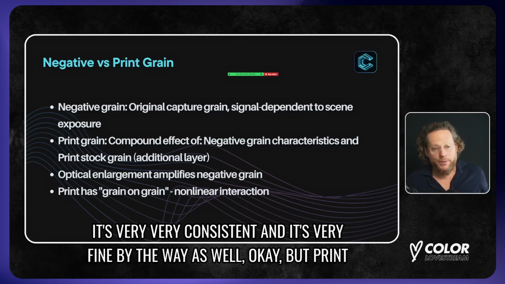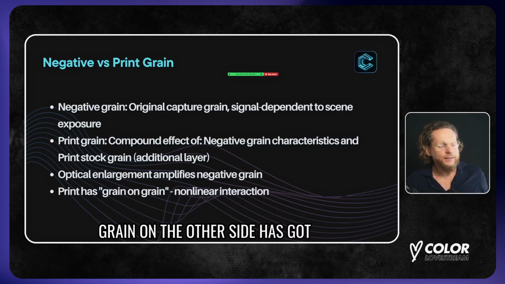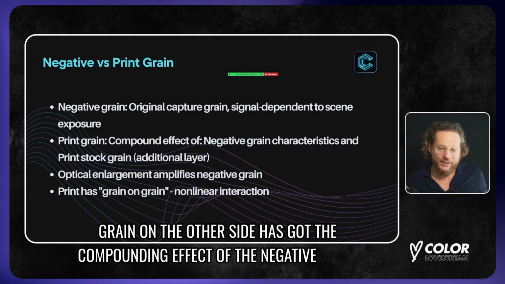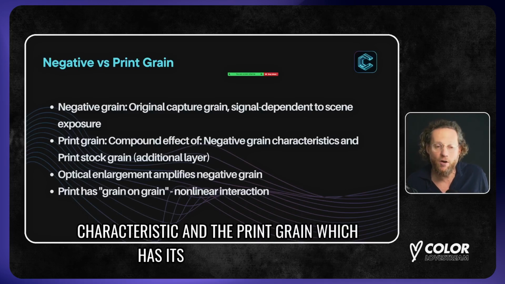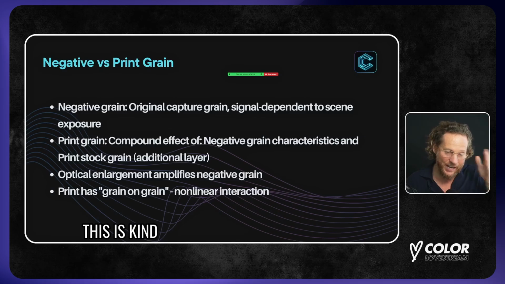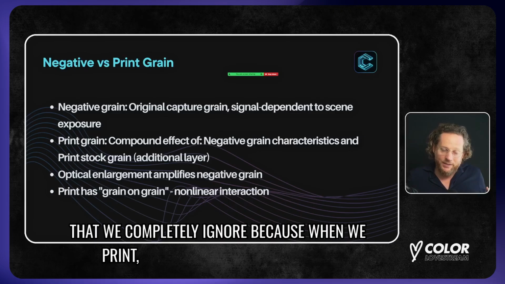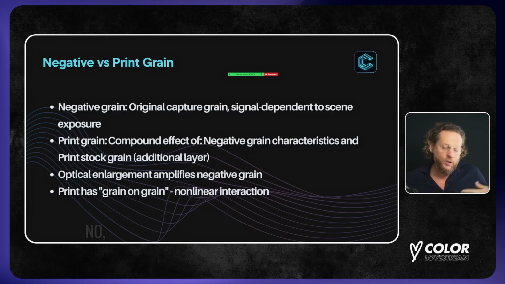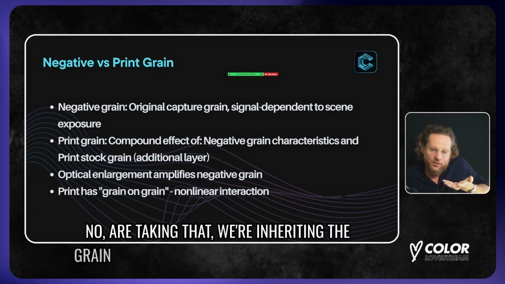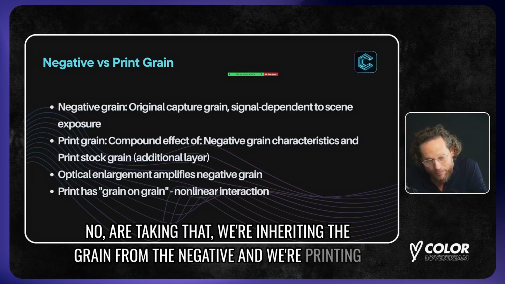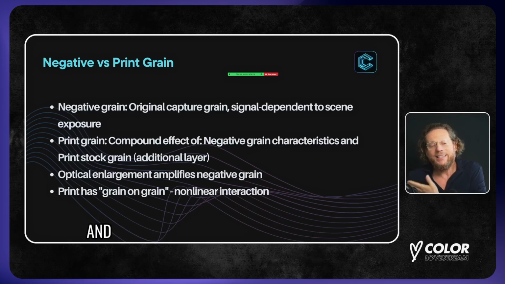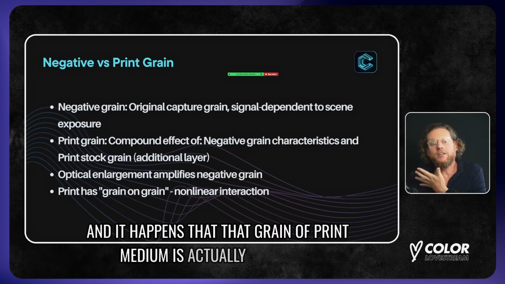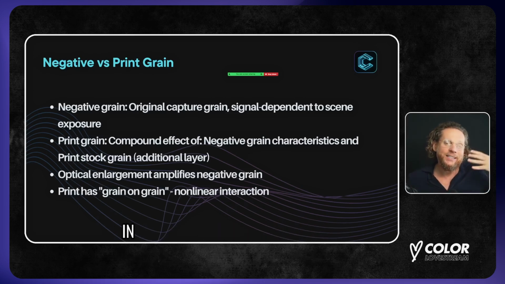But print grain, on the other side, has the compounding effect of the negative grain characteristic and the print grain, which has its own grain. This is one of those things that we completely ignore, because when we print, we don't just have a grain in print. We are inheriting the grain from the negative and transferring it onto another medium that has its own grain, and it happens that the grain of the print medium is actually stronger in some cases.